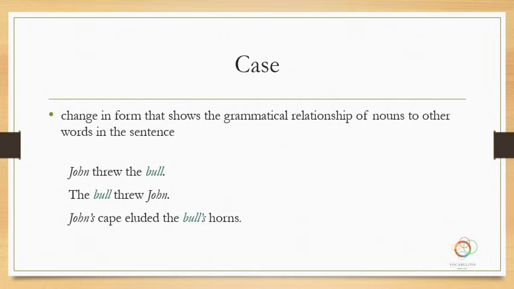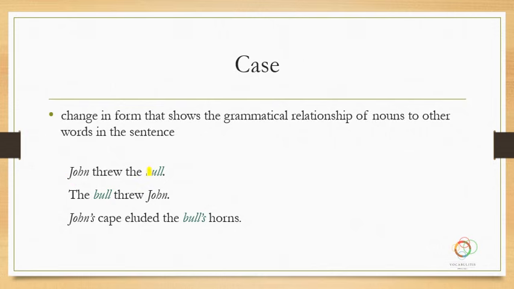Case is the change in form that shows the grammatical relationship of nouns to other words in the sentence. Alright, so you read this in the book. This is exactly what it says in the book, and it's hard to understand what the heck they're talking about when it's written that way. So that's why I'm here. Let's look at the sentences.